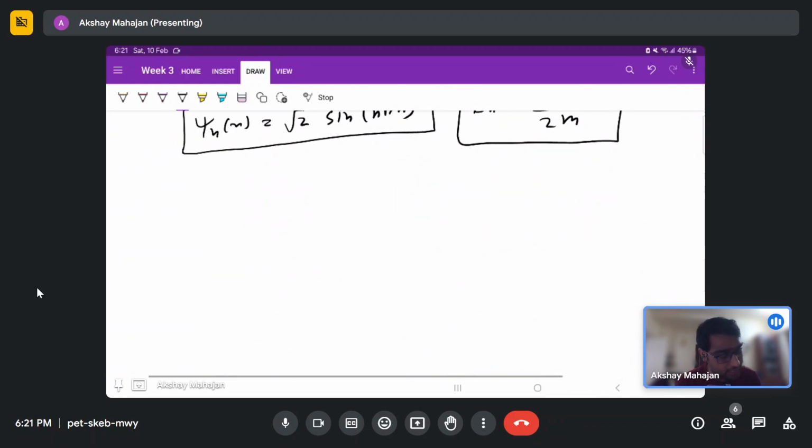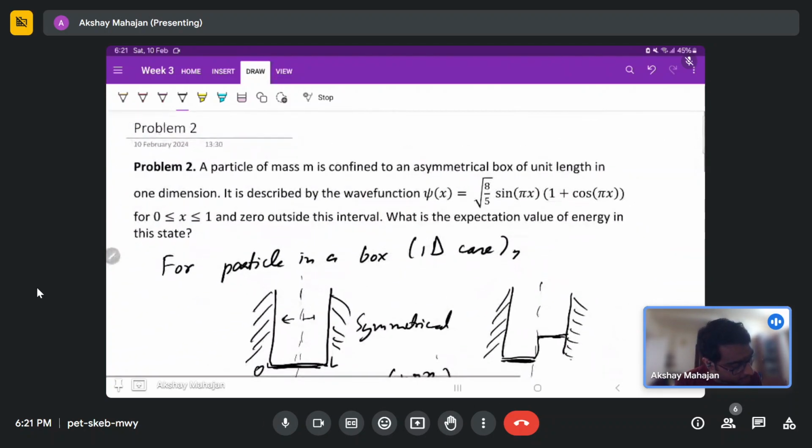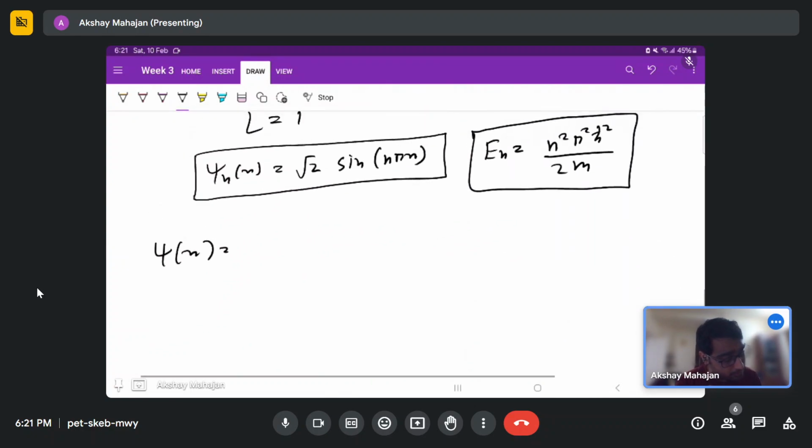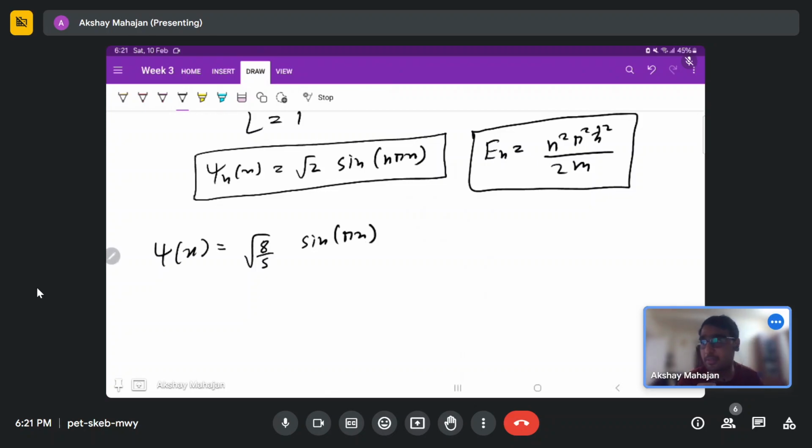Because of that we have some wave function now, and what has been asked is to find the expectation value of the energy in this state. All right. For this case, we can write our psi of x function. Because of this form of asymmetry, our wave function is given by root 8 by 5 sine pi x times 1 plus cos of pi x.